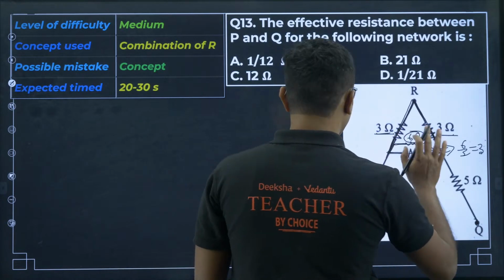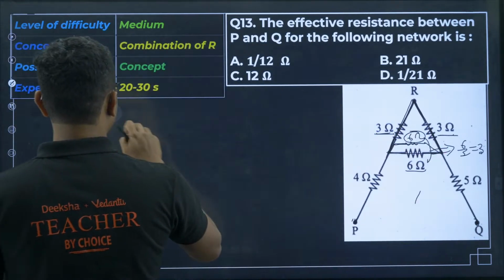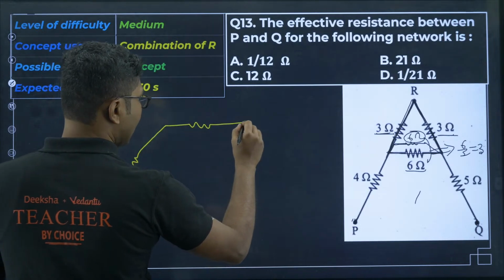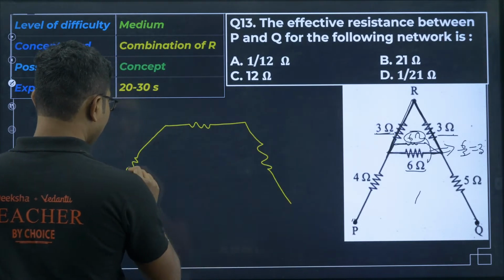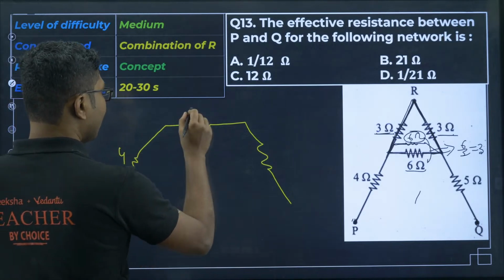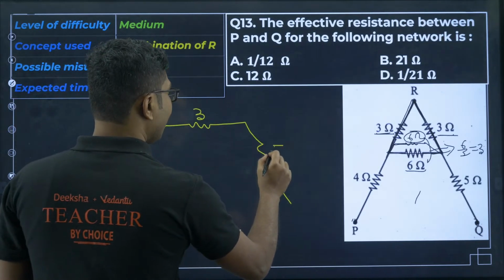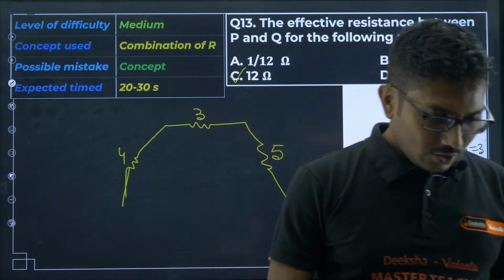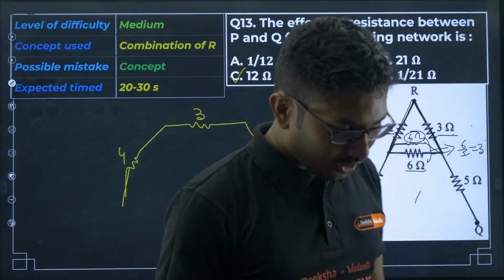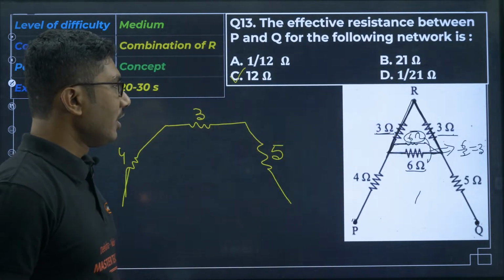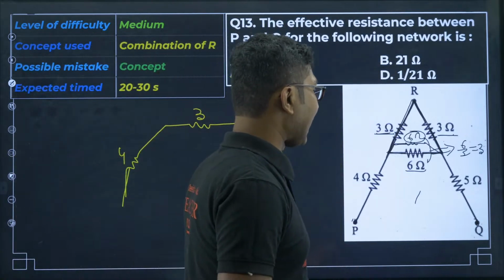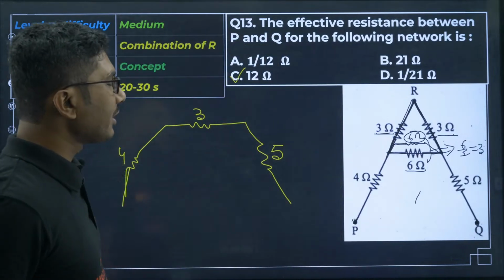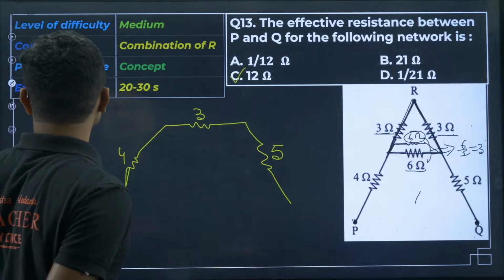So now we have only 3 resistances to deal with. We have one 4 ohm, we have one 3 ohm, and then we have another 5 ohm. As simple as that. 4 plus 3 plus 5, that is 12 ohm is the answer. Option C, yes, option C is correct. So this is the way to tackle this kind of questions. This is basically a very simple easy question. You should not take more than 30 seconds if you see such questions.